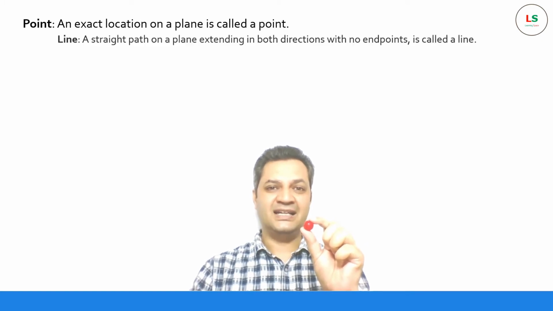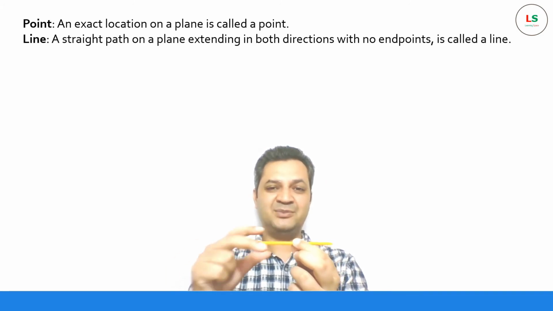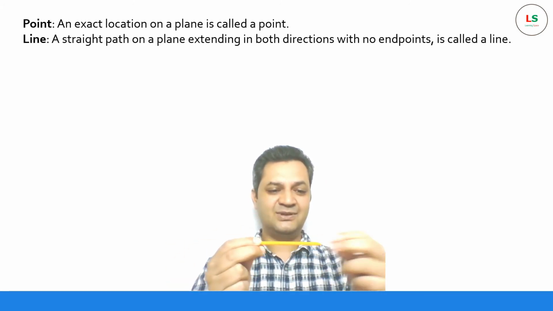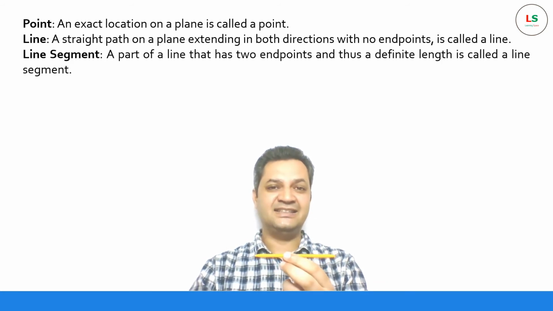Next we have line. A straight path on a plane extending in both directions and having no endpoints is called a line. We can have this rod as a line which can be extended towards the right as well as towards the left. Next we have line segment.